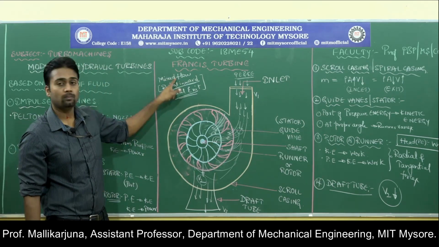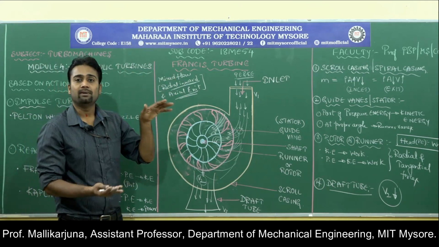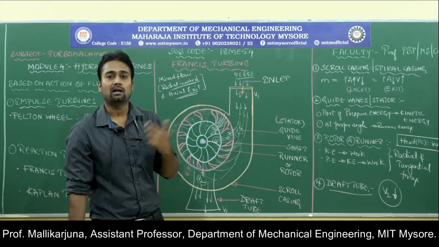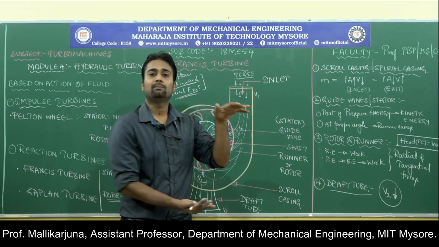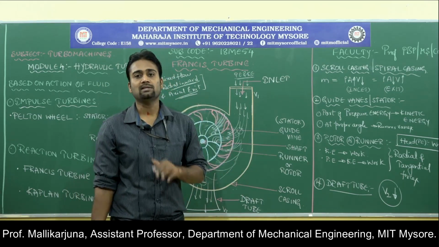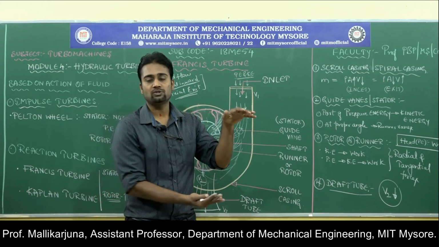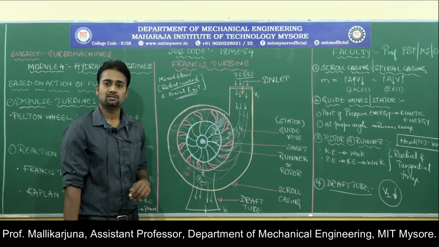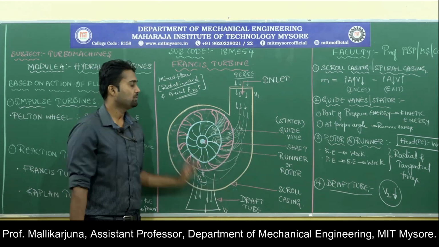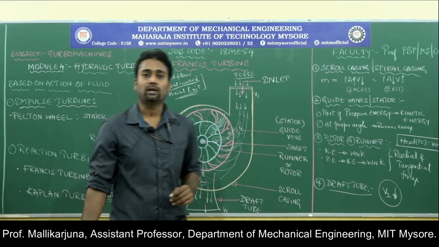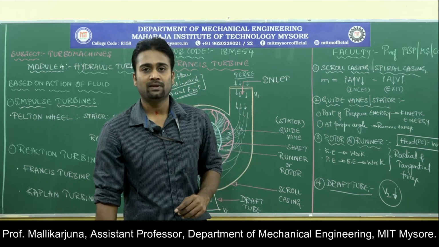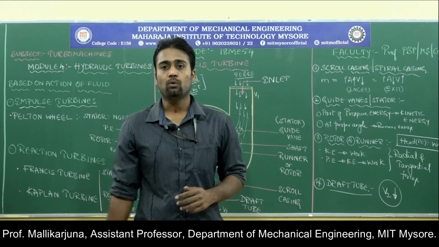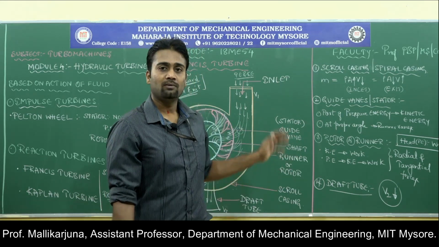So, it is a mixed flow, reaction, medium head turbine, in the sense this machine is applicable whenever the head available for the water is medium. We have a particular range of meters for which this machine is usable, and this is the science behind the working of the Francis turbine. This is what we have for today's session, and in the next session we will look into the turbo machinery aspects of the Francis turbine.